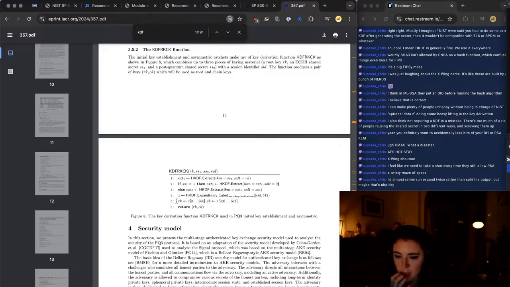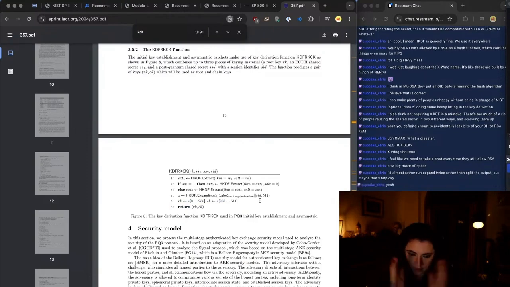You mean down here? No, I think they don't want to split the output. They want the whole thing. I think they want the whole thing. Yeah. And they get like 512 bits out of it. So I think that's fine.